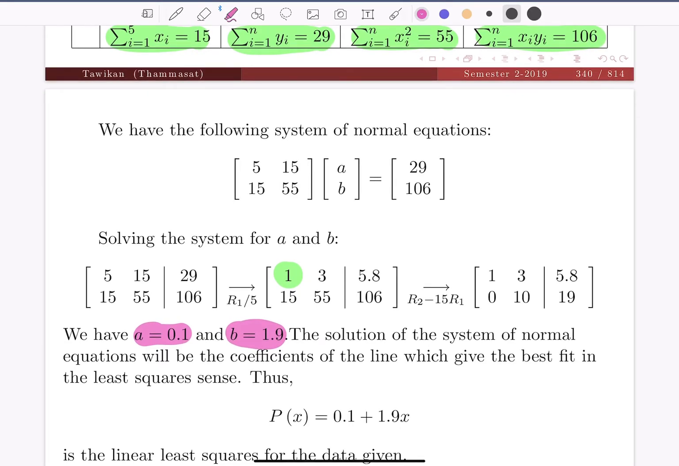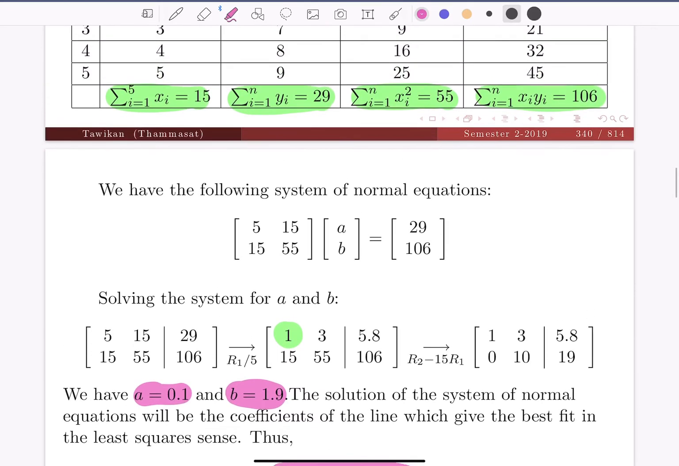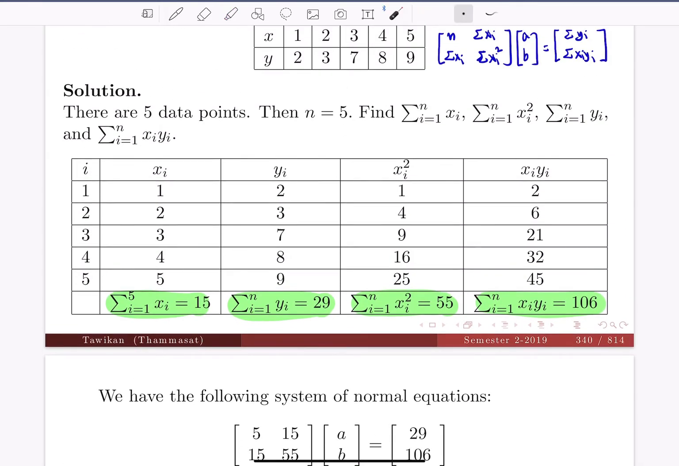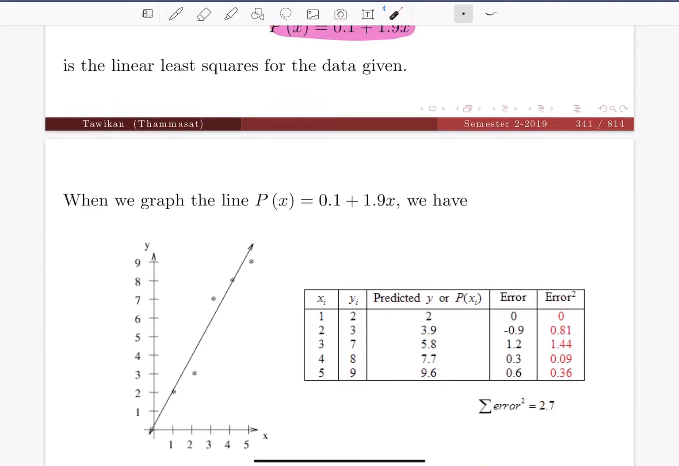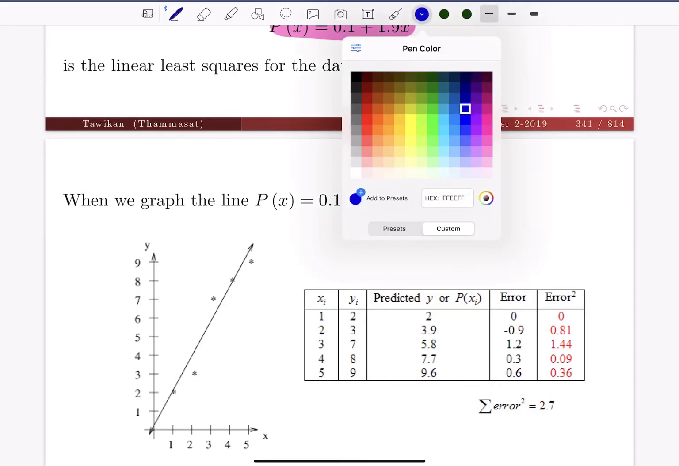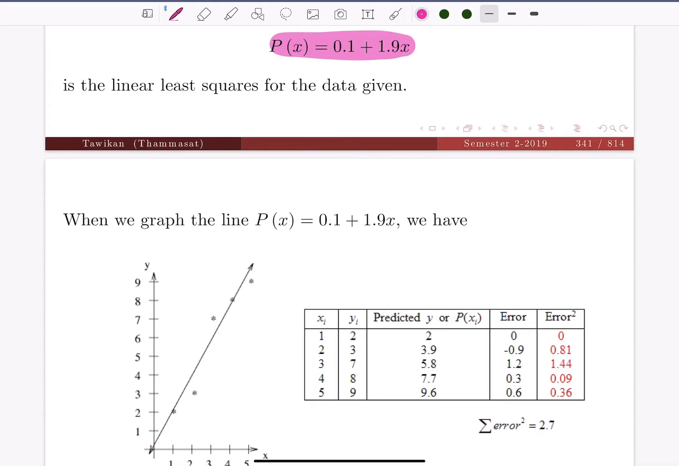By knowing A and B, then I get the linear function. I got the linear function by using those 5 data points with the technique of least square approximation. Okay, and then you can see that in the graph, those points are the location of those 5 points in the table. And this straight line that you see is the straight line that has the equation of 0.1 plus 1.9 times x. Or you can call it p of x. Okay, p of x.